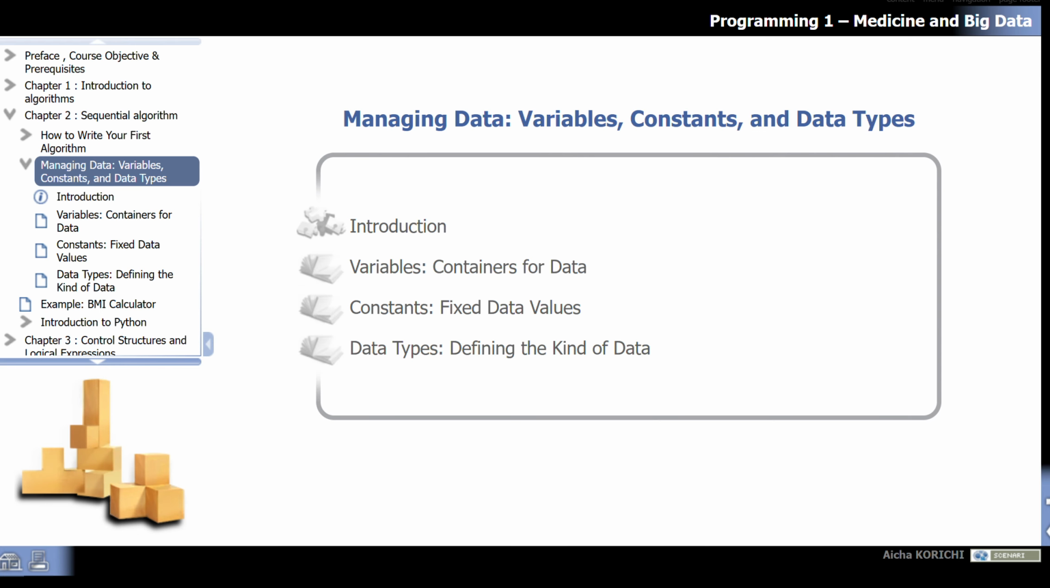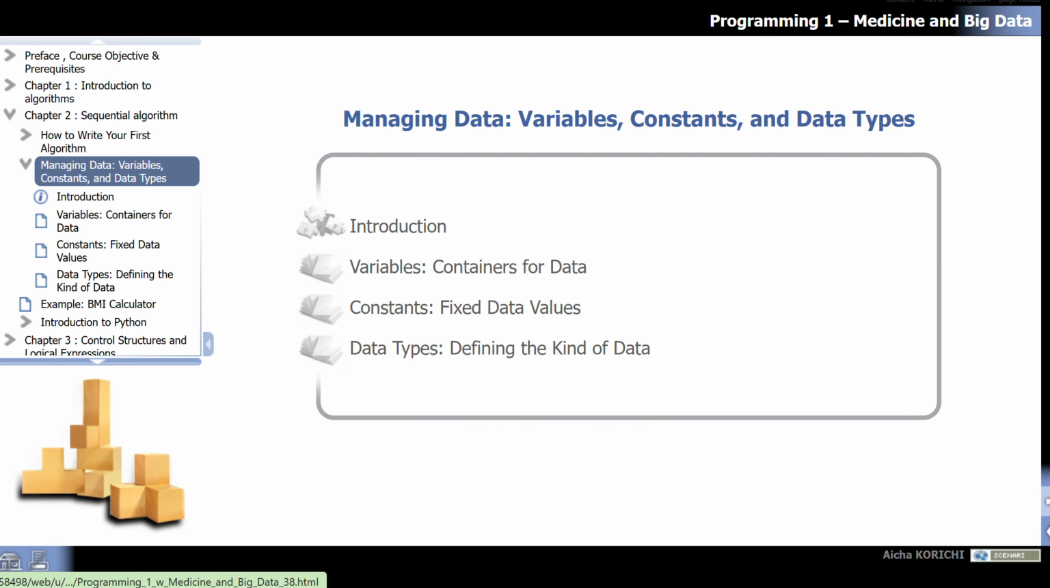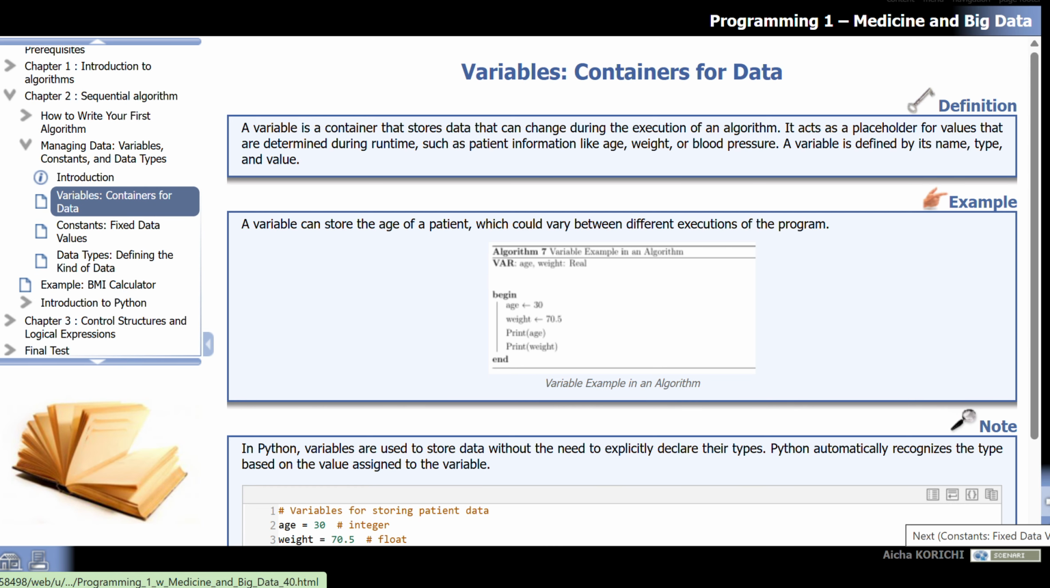So let's now explain some important terms, which are variables, constants, and data types. So what is a variable? A variable is a container. It's very simple. It's a container that stores data. This data can be changed during the execution of the algorithm. It acts as a placeholder for values that are determined during runtime, such as patient's information like age, weight, blood measure.